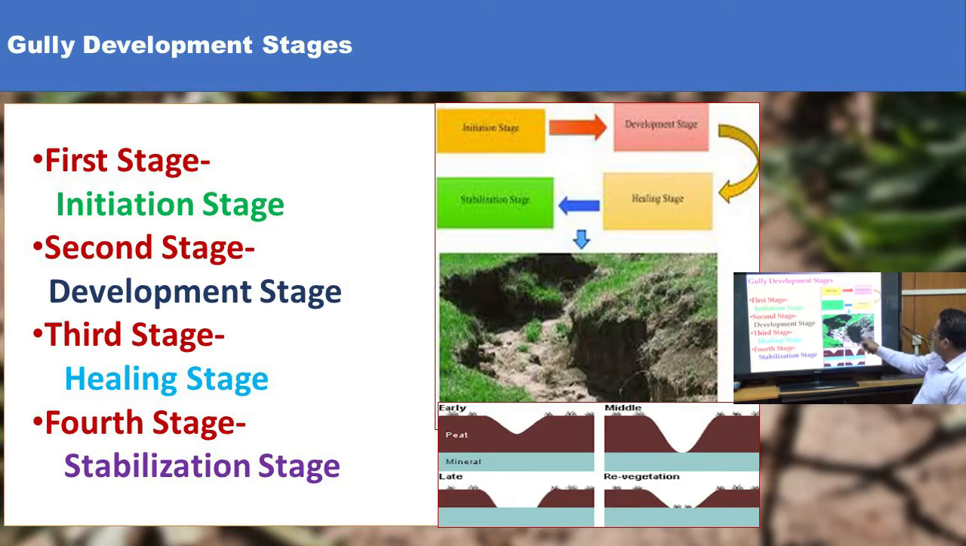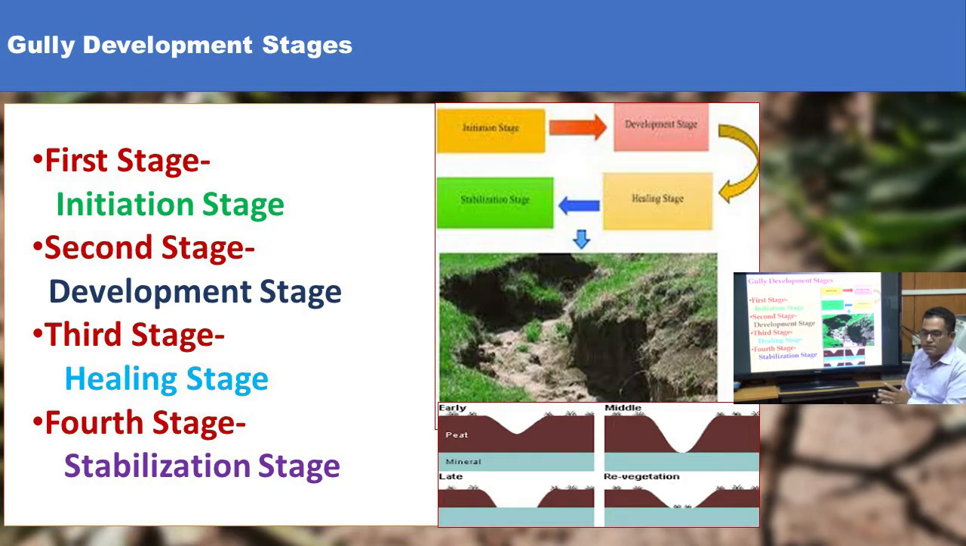In the picture we can see a gully. This is in the healing stage. The first stage is when a rill converts into a gully. That is your formation or initial stage. In that stage there is a depression, and this depression will continue as time passes by.